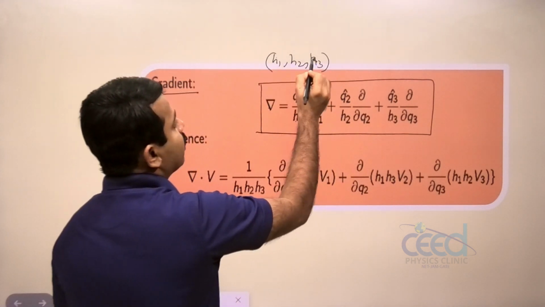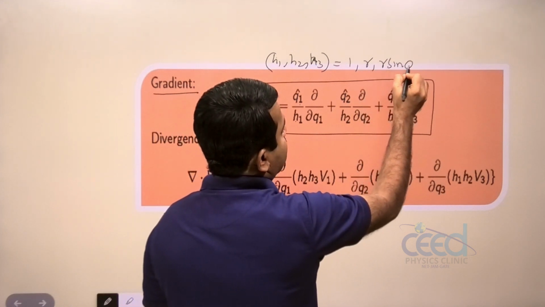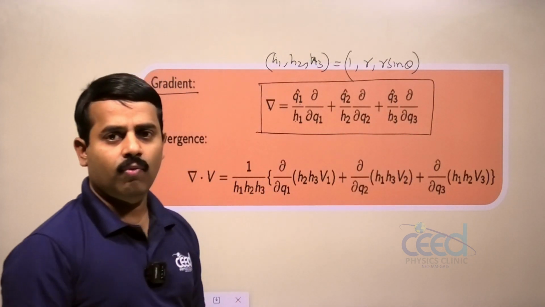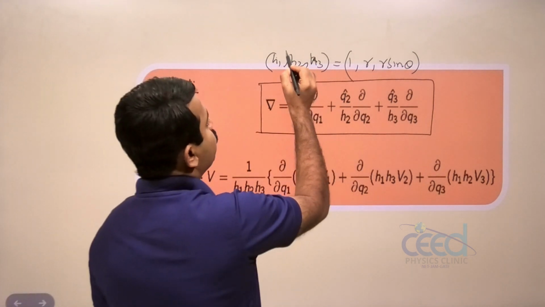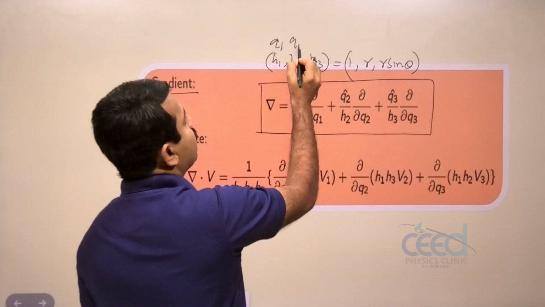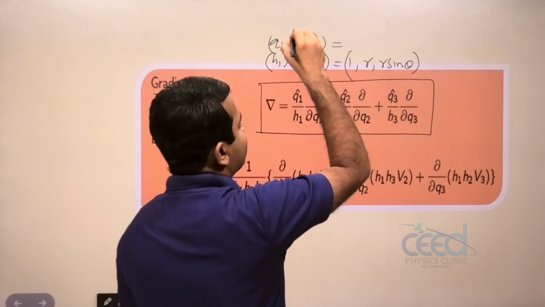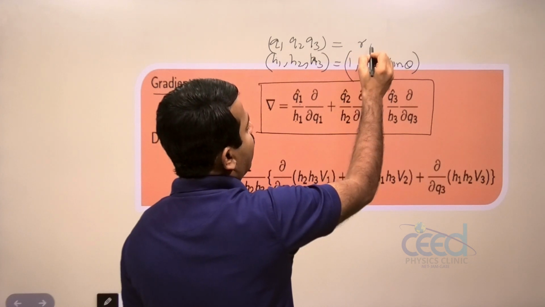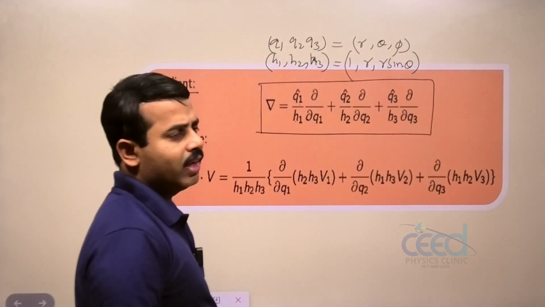What is that? 1, r, r sin theta. Right. Now, what are q1, q2, q3? They are the coordinates in the spherical polar coordinate system: r, theta, phi. This is all we require.